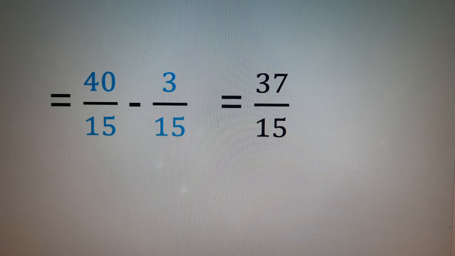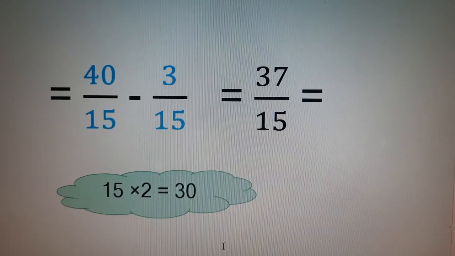Then you get a fraction 37/15. This is an improper fraction. Then you can change this to a mixed number for the final answer. Then we divide numerator by the denominator. How many 15s are there in 37? So you have to remember the multiplication table.